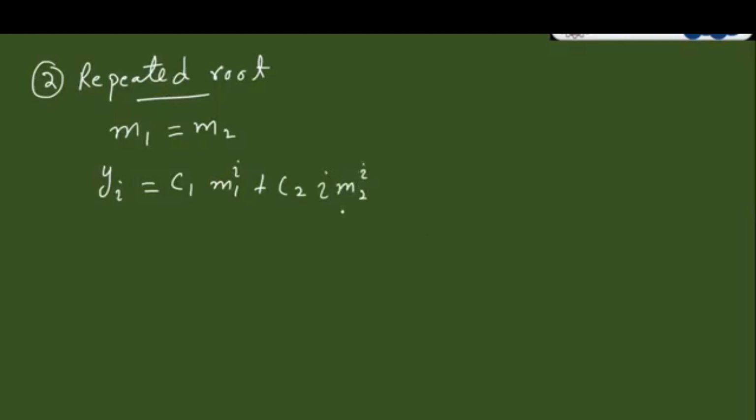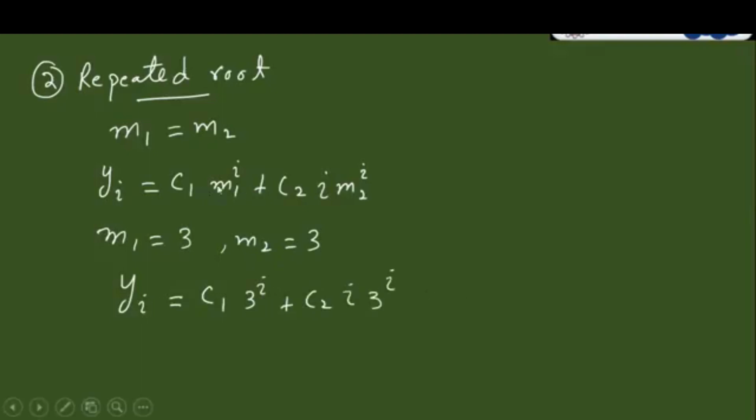Have you got the idea? So what's new? We have to multiply by i. For example, if m1 is 3 and m2 is also 3, they are repeated. So in this case, the solution sequence will be written like this: c1 times 3^i plus c2 times i times 3^i, because we cannot use the same solution twice, so it has to be a linearly independent solution. So we will write down this thing.